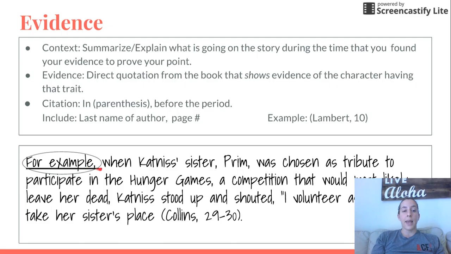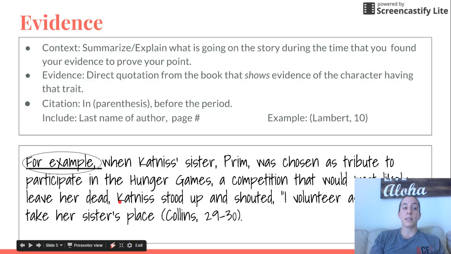For example, when Katniss's sister Prim was chosen as tribute to participate in the Hunger Games, a competition that would most likely leave her dead, that right there was my context. I had to include what Katniss was volunteering for. It's very important that the person reading our character analysis knows that she was defending her sister who might have gotten killed in these Hunger Games. Somebody reading your character analysis might not know that the Hunger Games was a fight to the death.